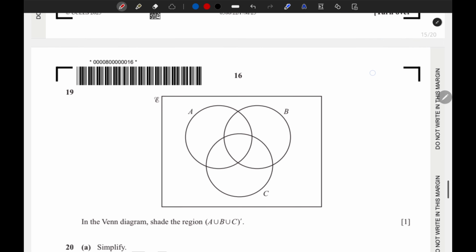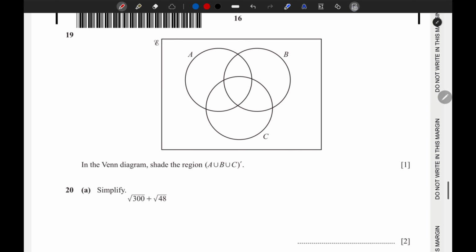Okay, that's good. The next question. Now, the next question is they have given the Venn diagram. In the Venn diagram, shade the region A union B union C, whole complement or whole dash. See, basically, you know what's an A union B union C. So it's the whole thing.